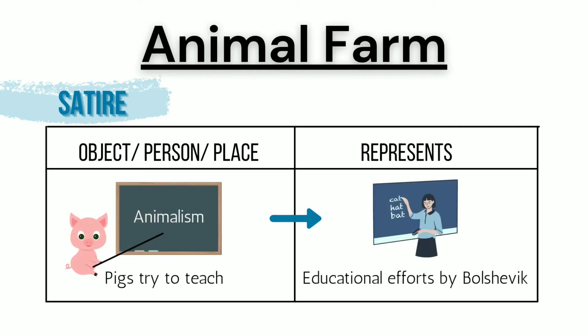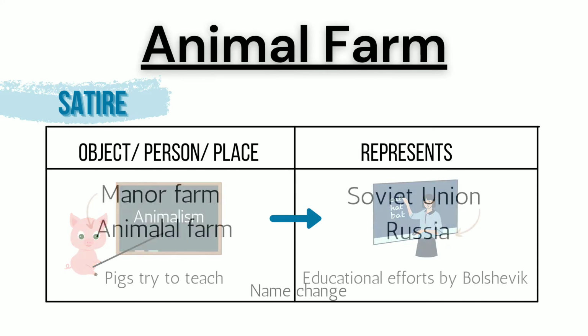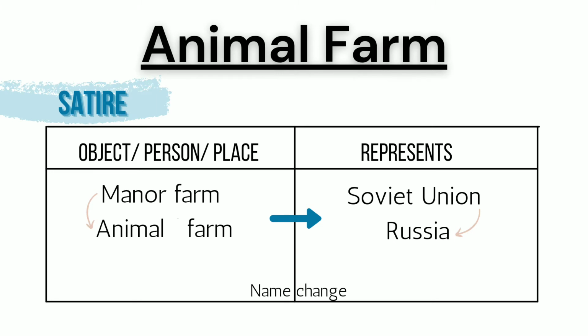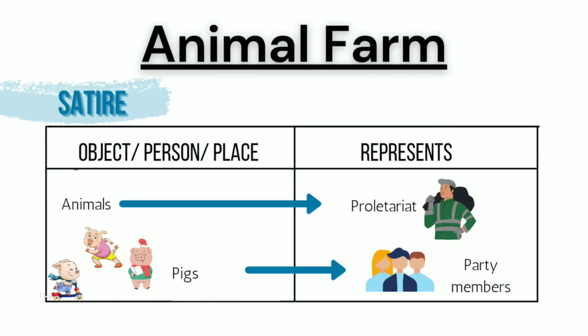And when the pigs try to teach other animals, it represents the educational efforts of the early Bolsheviks, who were a radical, far-left and revolutionary Marxist faction founded by Vladimir Lenin. The name of Manor Farm being changed to Animal Farm represents the changing name of Russia to the Soviet Union. The animals, that is the proletariat, were happy at the beginning and did not realize that the pigs, that is the party members, were eating more and working less.